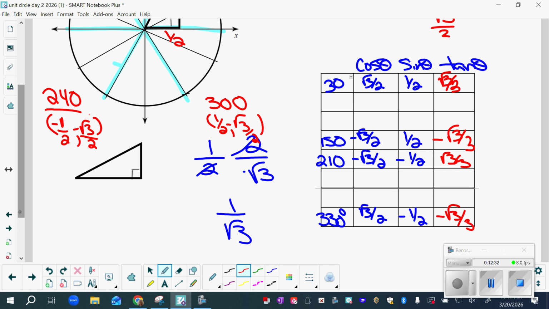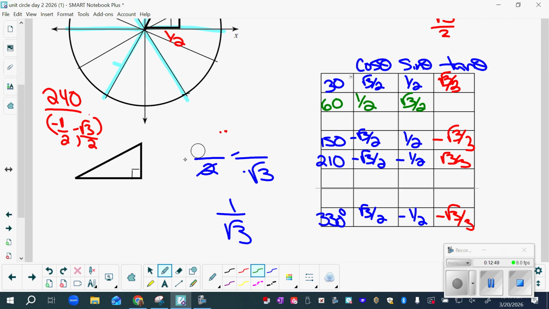Now the last part's easy. All we do is this. We got 60 right here. All we're doing is flipping those: 1/2, √3/2. And tangent is going to be awesome. Tangent is not bad. We love tangent.